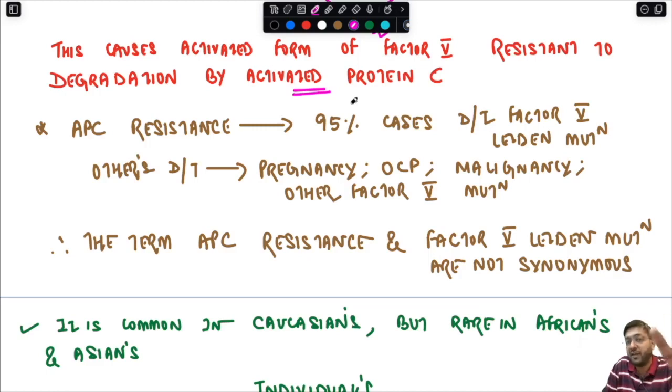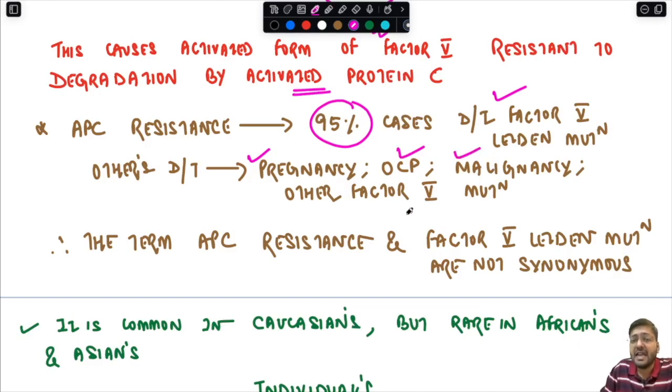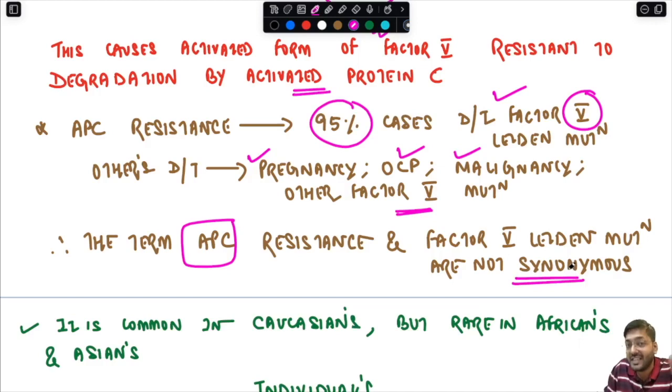Now, this APC resistance that we are talking about, that is the activated protein C resistance, by whom? By factor V. Remember, 95% of the cases of APC resistance occur due to factor V Leiden mutation. There are other causes of APC resistance, which are pregnancy, use of oral contraceptive pills, and malignancy. Other factor V mutations can also predispose to APC resistance, but in 95% of cases it is because of factor V Leiden mutation. Therefore, the terms APC resistance and factor V Leiden mutation are not synonymous. I hope you have understood this concept very clearly.